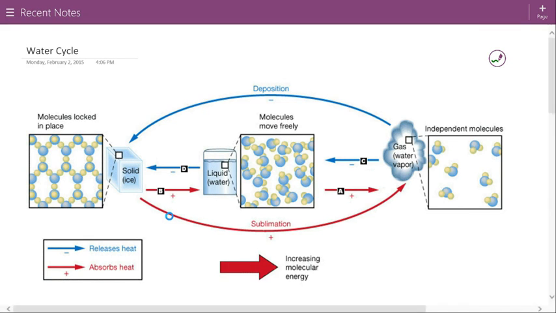Hello everyone, today we're going to be talking about the water cycle, and basically what that means is water is a chemical, and it can go through different stages just like any other chemical. It can be in a solid state, a liquid state, or a gas state, and as it changes states, it's going to absorb or release heat depending on the transition that's happening.